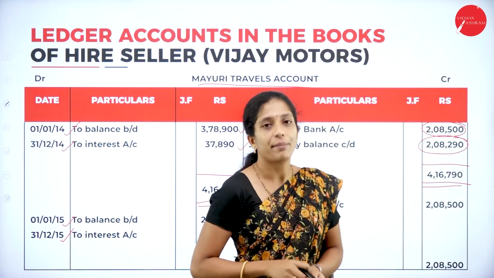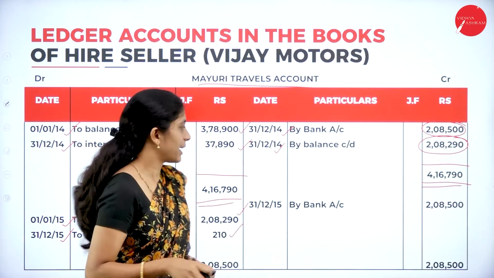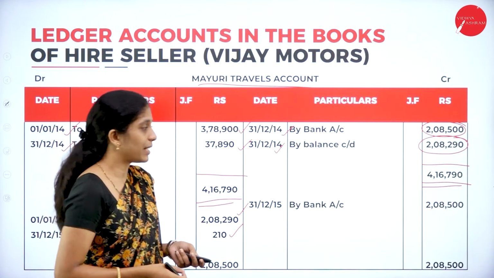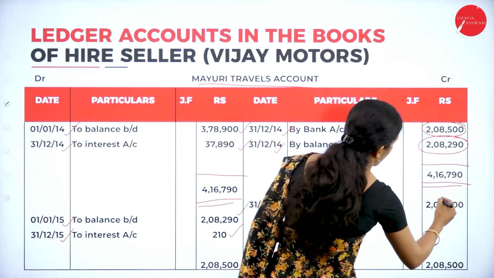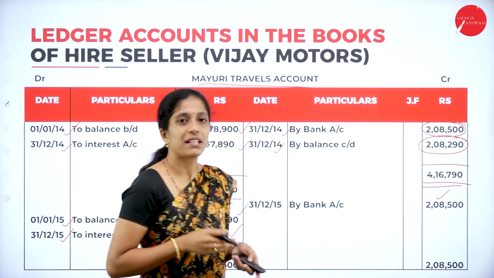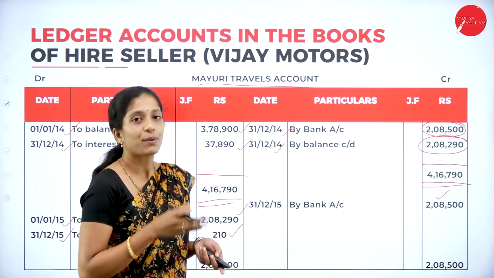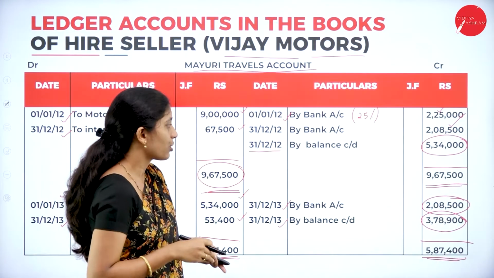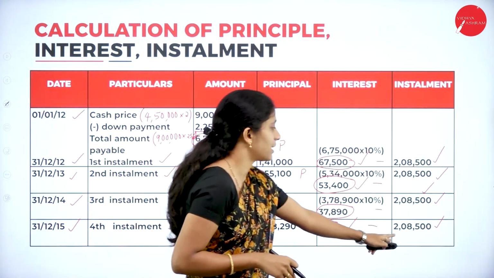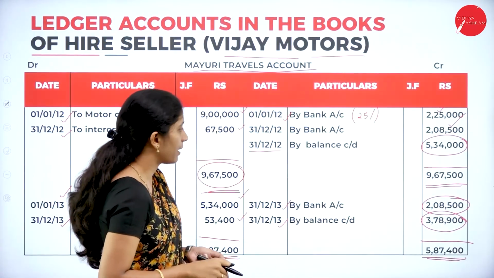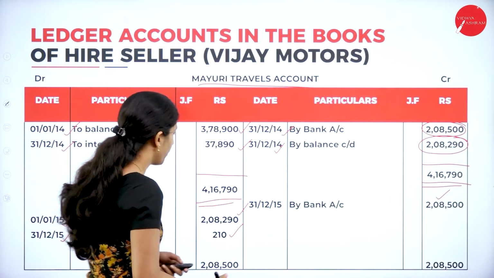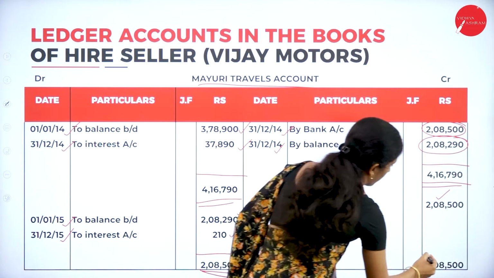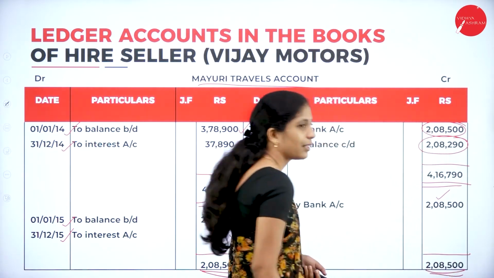Now what you have to do? Receiving of the installment amount. So what is the installment amount? That is 31st/12/2015. How much installment have they received? That is 2,08,500. Here the installment remains the same every year, right? Because it is an installment inclusive of interest. So if you see the installment in the fourth year, it's 2,08,500. So record that amount. When you balance both the sides, you will get 2,08,500.